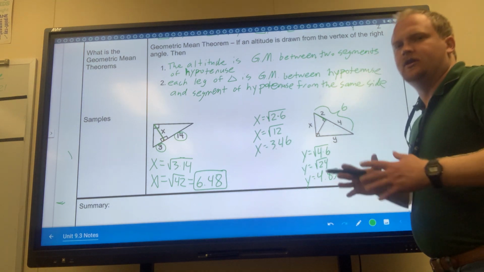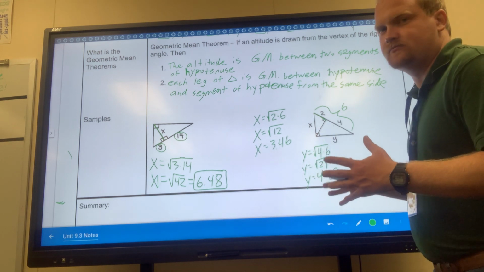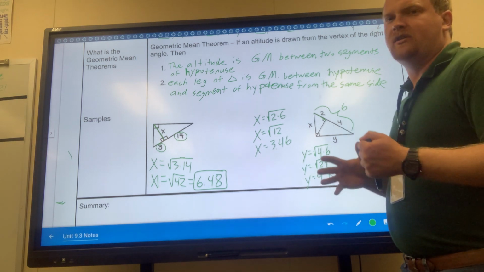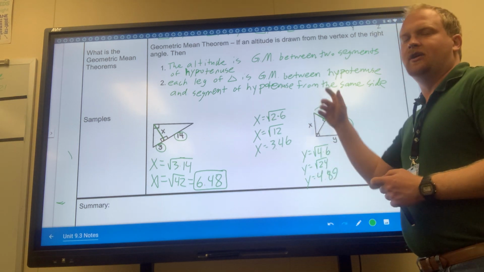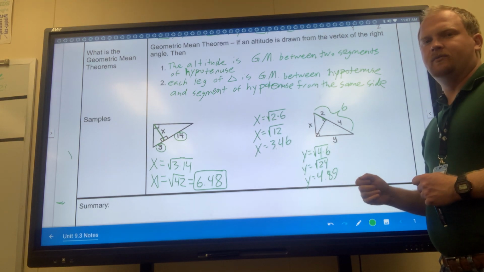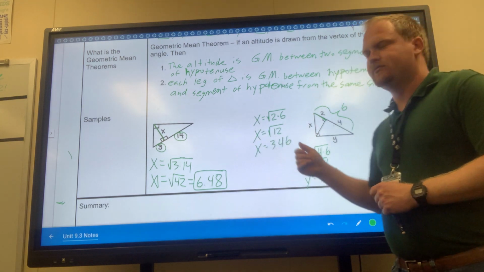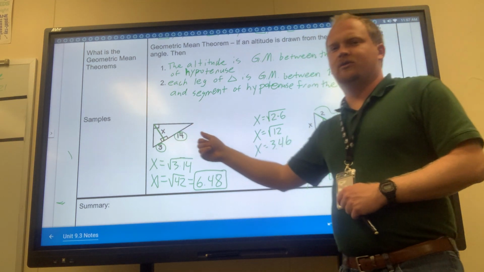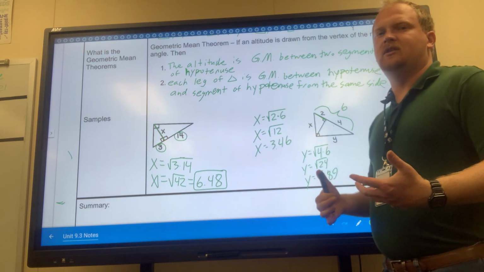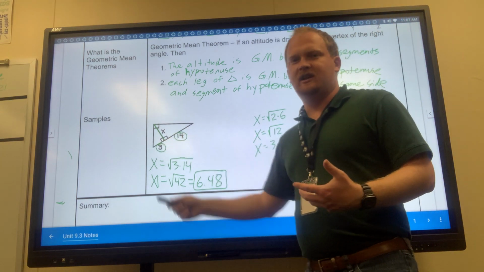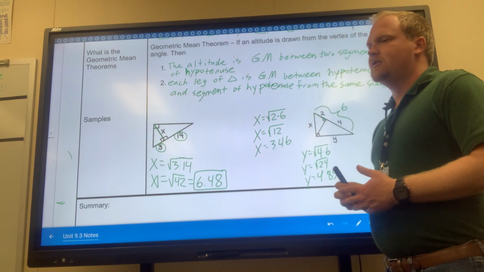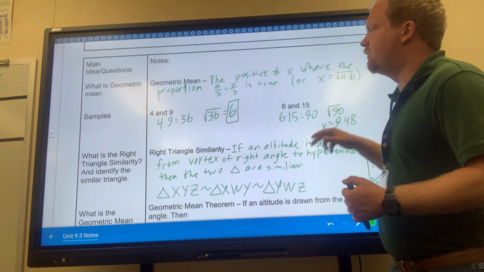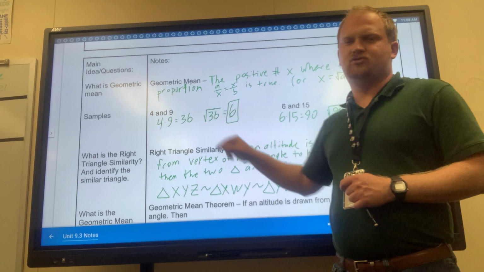So what we're really looking at is that geometric means help us determine the length of parts of the right triangle, given that we have an altitude that allows us to not only separate it, but also find the altitude itself. So we use geometric means to help us find each length. Just remember with geometric means that we're multiplying the two numbers and then taking the square root of that.